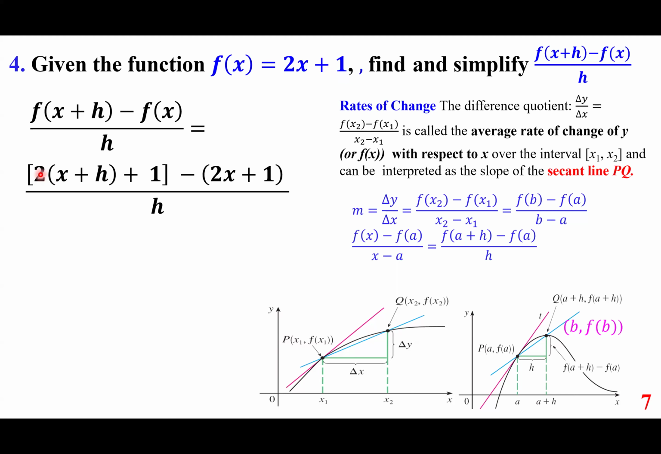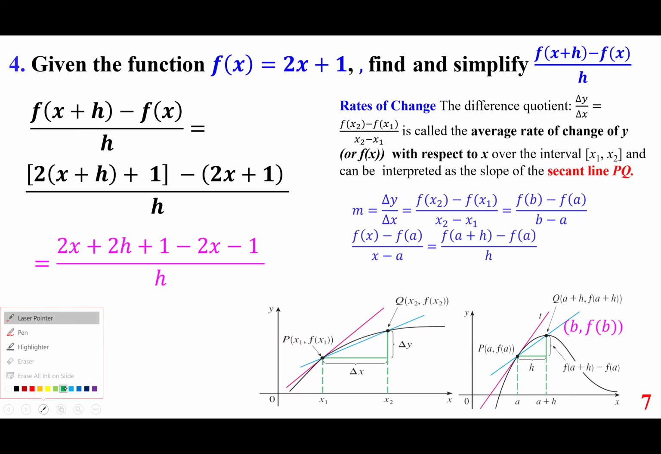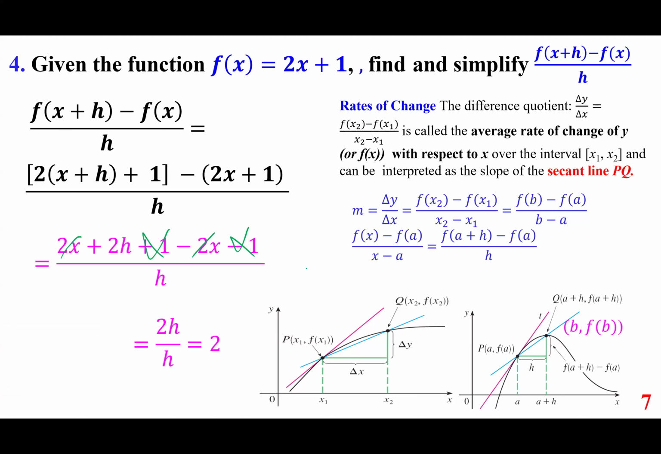So 2x plus 2h plus 1 minus 2x minus 1, all over h. These two cancel each other. These two cancel each other. And you get 2.